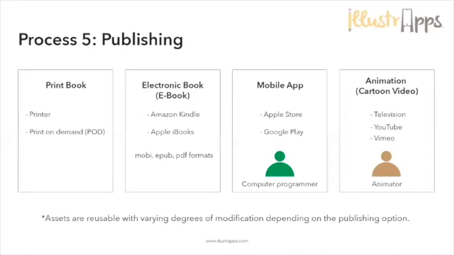Another thing that I want you to also note at this point is that your assets are reusable, but with varying degrees of modification depending on the publishing option you have. So like I mentioned, if you pick what your illustrator has done, you can decide to set up on Amazon as an electronic book, also as a print book, without incurring any extra cost. But if you want to go the route of mobile apps or animation, you incur extra cost. But note that, because the assets are reusable, you're not going to have as much to cover as you did spend on the storybook itself, but it also depends on the scope, and we'll get there also.